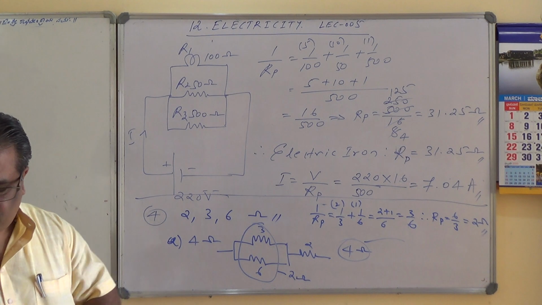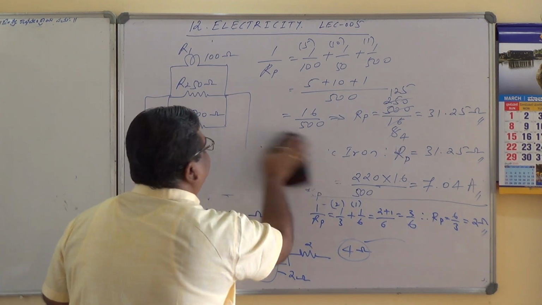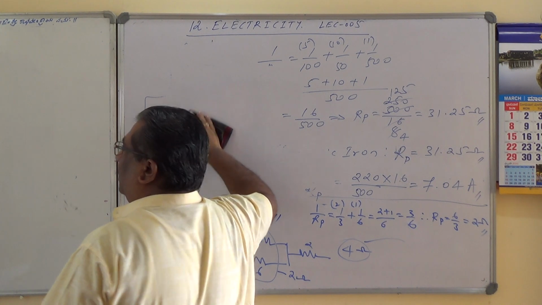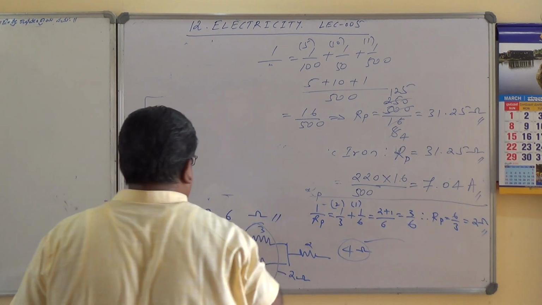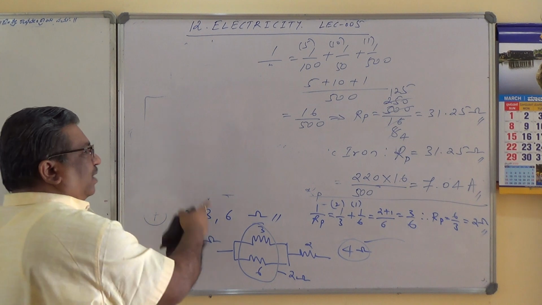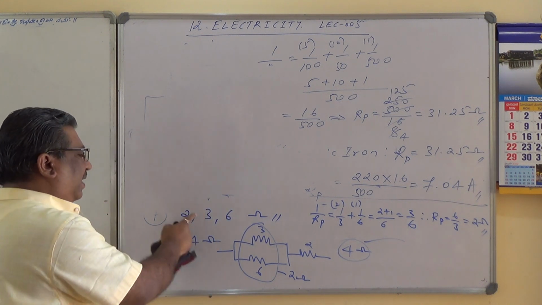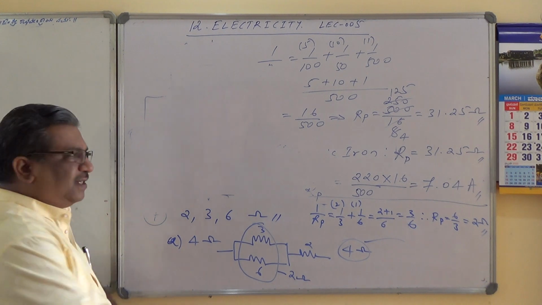Let's go to the next one now. We should get 1 ohm. Quite simple. If 2, 3 and 6 are to be connected to get 1 ohm, definitely all three must be connected in parallel combination. Then only I can get less than 2 ohm. Let's see whether it's correct or not.